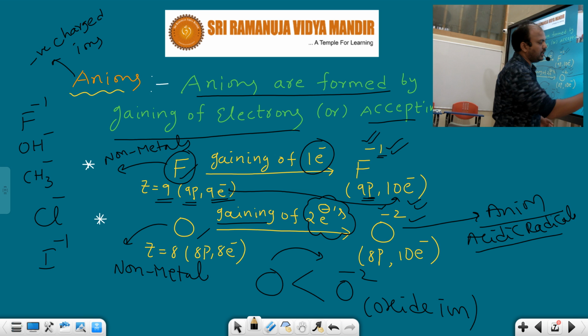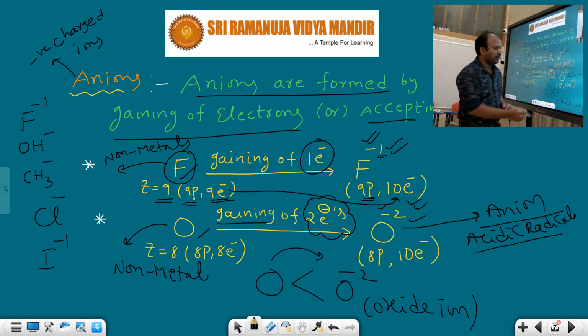In cations, comparing with the electron number, which number is more? Proton number is more. Positive charge is more. That's why on the atoms we have to put a plus charge. In the anion, comparing with the proton number, which number is more? Electron number is more. That's why we have to put a negative charge. One electron excess, minus 1. Two electrons excess, minus 2. Three electrons excess, minus 3.